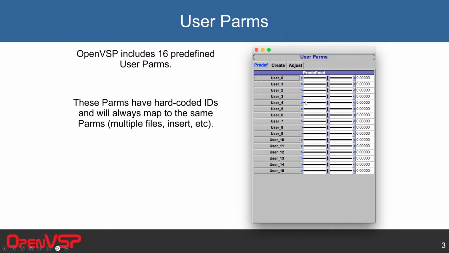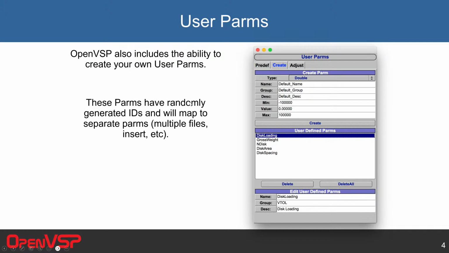By default, there are predefined user variables or user parameters. It's indexed from 0 all the way up to 15, so there are 16 of them predefined. And they have hard-coded IDs. That's the special identifier that you can use under the hood. They will always be called the same thing, so it doesn't matter what you do. If you insert multiple files, if you have multiple files, user 0 to user 15 are always called the exact same thing.